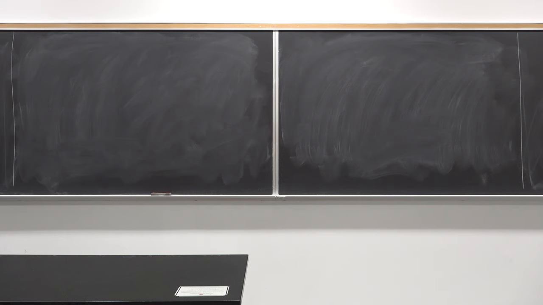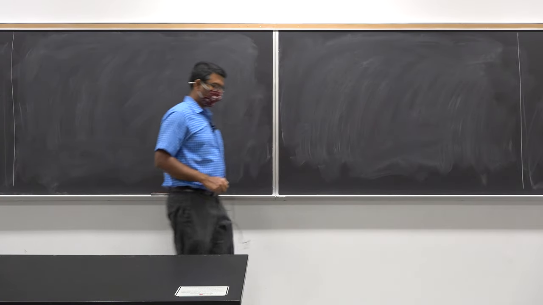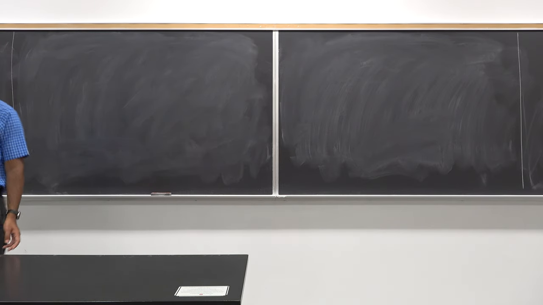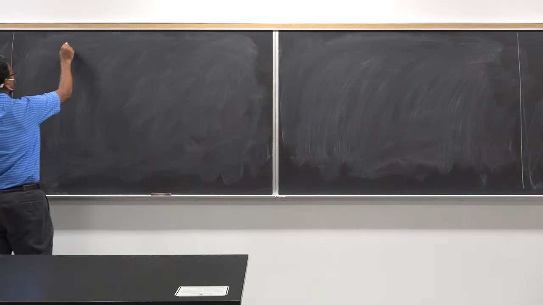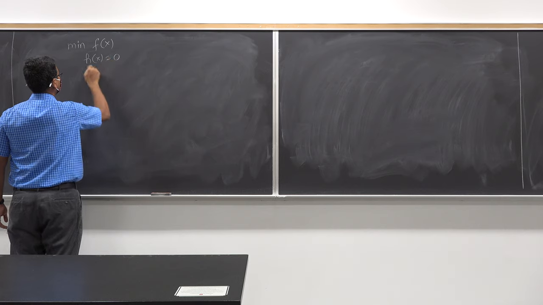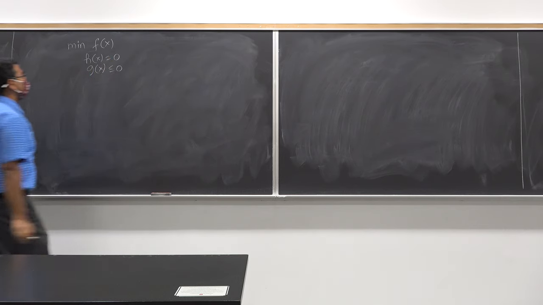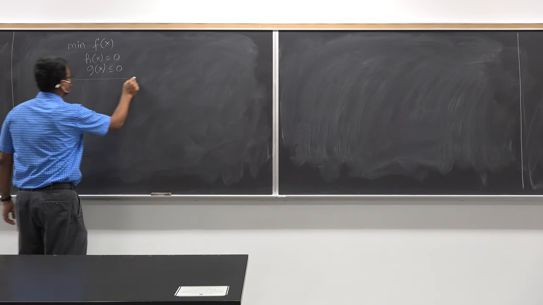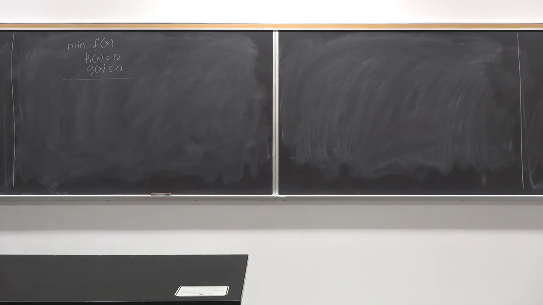Okay, we will get started. So in the previous lecture, we were talking about the KKT theorem, and the KKT theorem gave us necessary conditions for optimality for an inequality constraint problem. So we are interested in minimizing f(x) such that h(x) is equal to 0 and g(x) is less than or equal to 0. So we talked about regular points, and if a point is regular and a local minimum, then it satisfies a bunch of conditions.